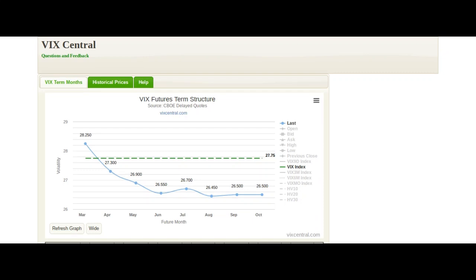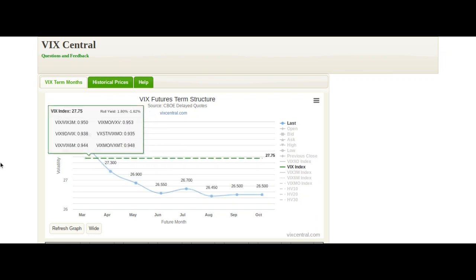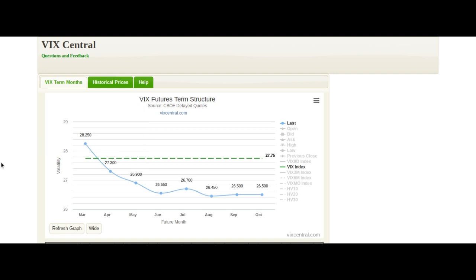If you go to VIXCentral.com, you can see here that the VIX futures are not in contango. They're in backwardation, which means the leading month is higher than the following months. This points to negative implications for the stock market.